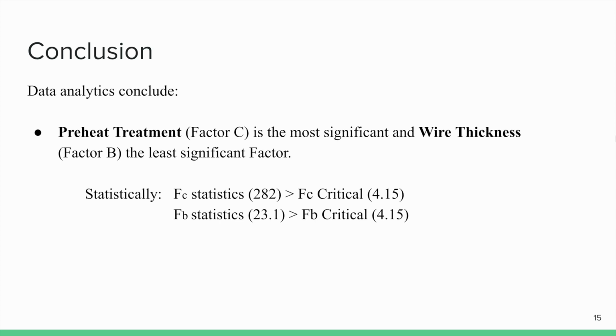Conclusion. The DOE for analyzing the effect of wire thickness, bend radius, and preheat treatment on final bend angle, which includes a set angle of 45 and spring back based on 2 levels, 8 runs, and 4 replicates, concludes preheat treatment is the most significant and wire thickness the least. Our data analysis has statistically proven our result. Using ANOVA, in comparison with an F critical of 4.15, the F statistic value for factor C is 282 and for factor B is 23.1. Since these values are greater than F critical, they possess significance. The slope of the factor effect plot of preheat and the regression model equation supplement our result.